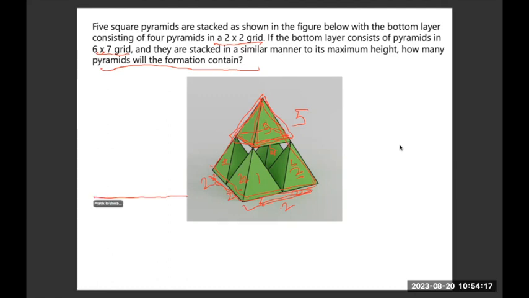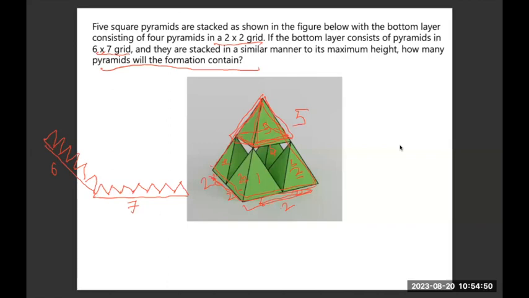I'm just going to draw the elevation first. 1, 2, 3, 4, 5, 6, and 7. So this is a 7 pyramid grid along one side. And then along this side, there are going to be 1, 2, 3, 4, 5, and then 6. There are going to be 6 pyramids on this side. So this is a 6 by 7 grid.